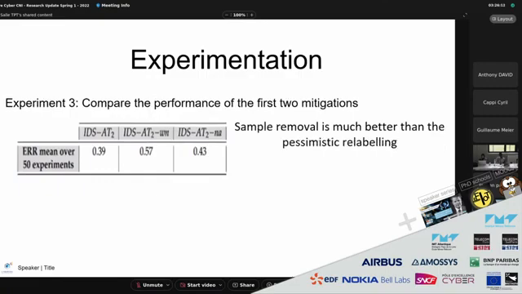In addition, we did experiment 3, which compares the first mitigation and the second mitigation. What we observe is that without confusion normal samples, the performance of adversarial training behaves better than the pessimistic label mitigation. As we can see here, it's improved by 0.4.